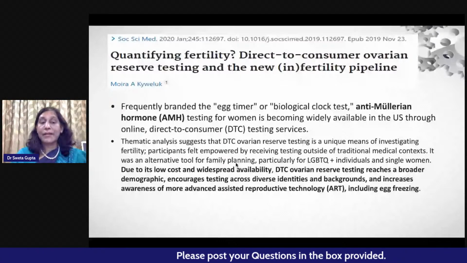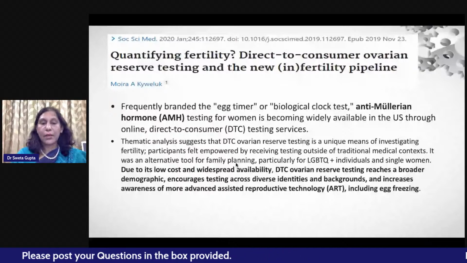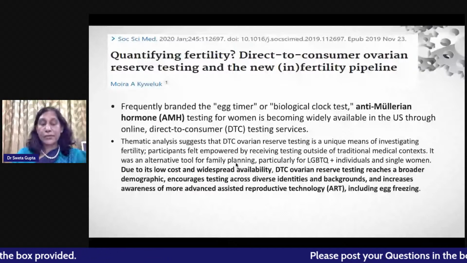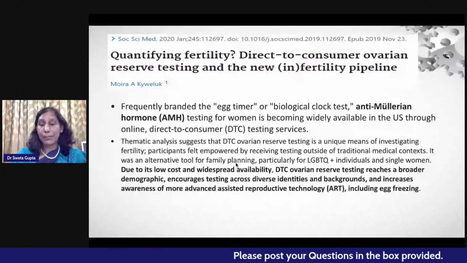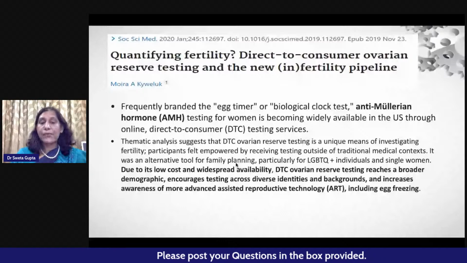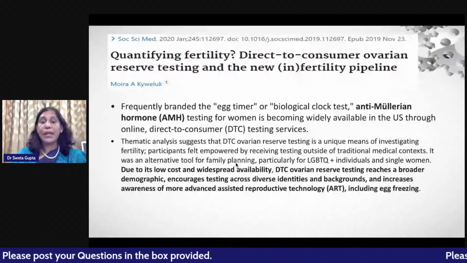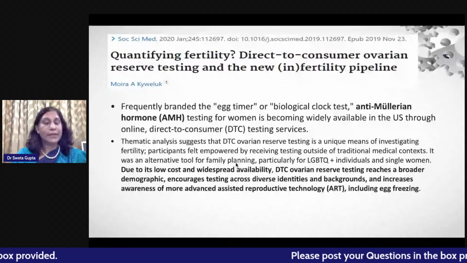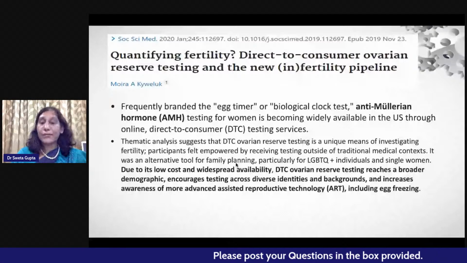It has become direct to consumer testing. The patient does not even need to go to a gynecologist. They are just going straight for their test because of its low cost and widespread availability. It is very helpful for family planning for women, even for single women. It is a simple blood test. It can be done by LGBTQ and different other groups.